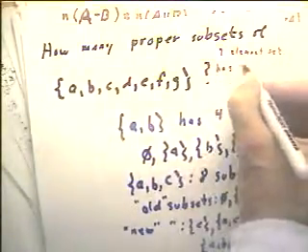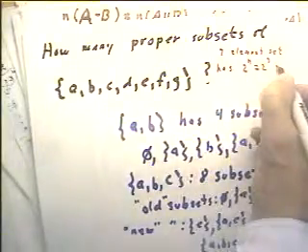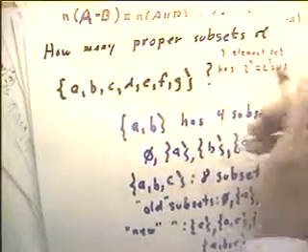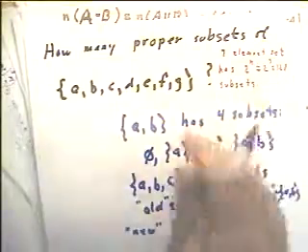It has to have then 2 to the n, which equals 2 to the 7th. And if you multiply out 2 to the 7th, you find that that's 128 subsets.